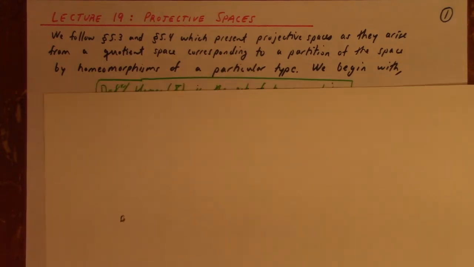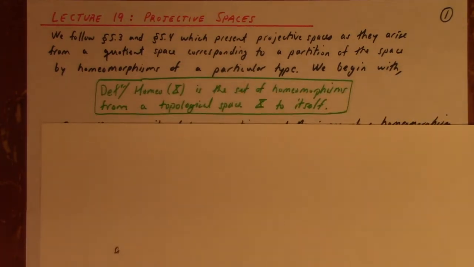I think if you take a step back and look at it at the end of it, it's given about 2 or 3 different ways of defining projective space, and it just mostly is talking about how to get from one version of it to another. But anyway, so to start with, Homeo(X) is the set of homeomorphisms from a topological space X to itself.